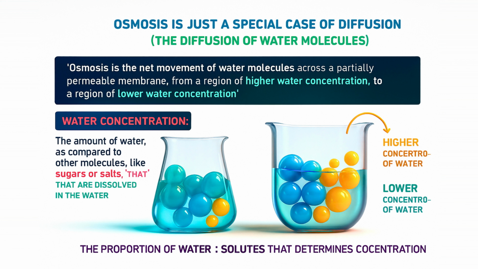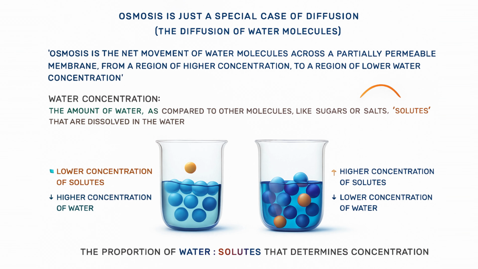The key takeaway here is that it is not the absolute amount of water that determines concentration, but the ratio of water molecules to solute molecules. So, in this example, the left beaker has a higher water concentration than the right one. Let us now look at how osmosis applies to living cells.